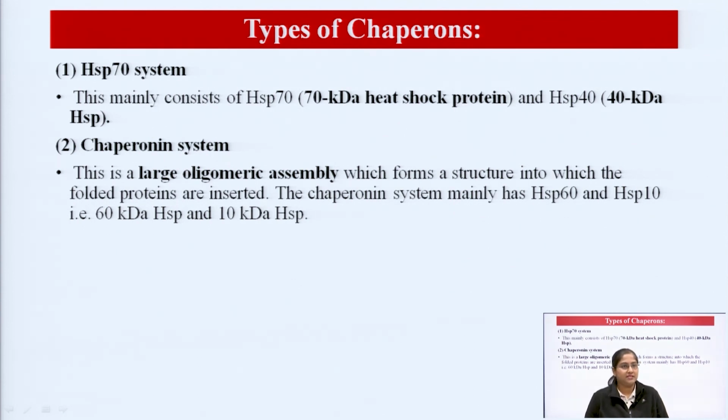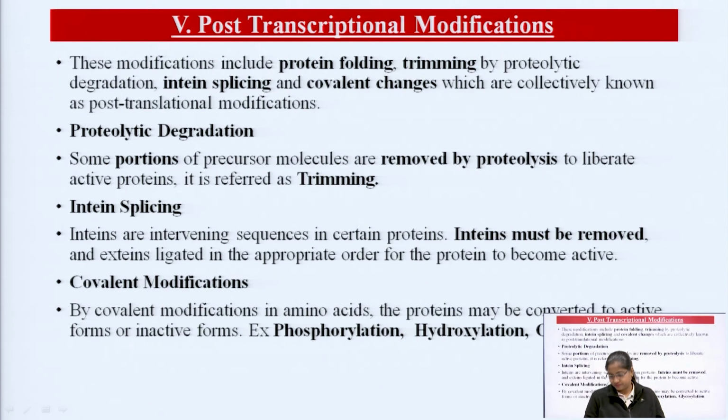And the chaperonin system is a large oligomeric assembly which forms a structure into which the unfolded proteins are inserted. The chaperonin system mainly has HSP60 and HSP10, that is, the 60 kilodalton HSP and the 10 kilodalton HSP. So, these chaperones are very important for the correct folding of proteins.